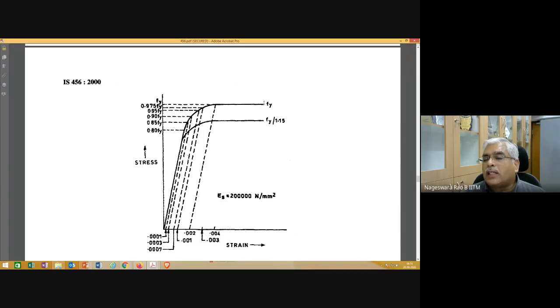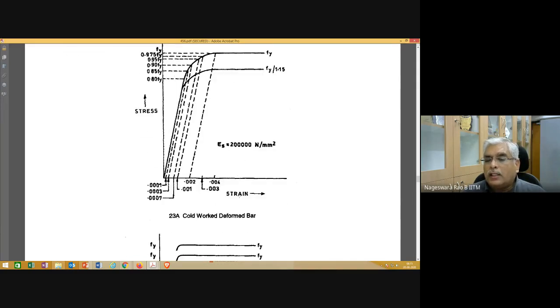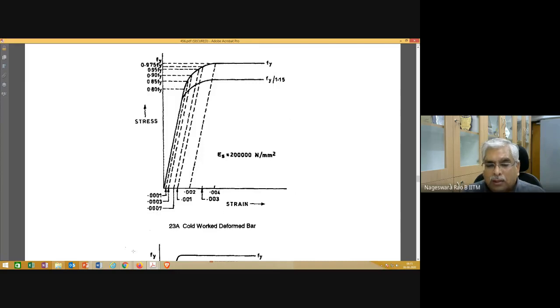And if you want the design stress strain curve, you just divide this Fy by 1.15 or multiply with 0.87. Whatever you try to calculate, that 0.87, that one. Okay, so then you are going to get the design curve for HYSD bars or high strength steel like Fe415 or Fe500. This is going to be your design stress strain curve. Okay. Any questions here?